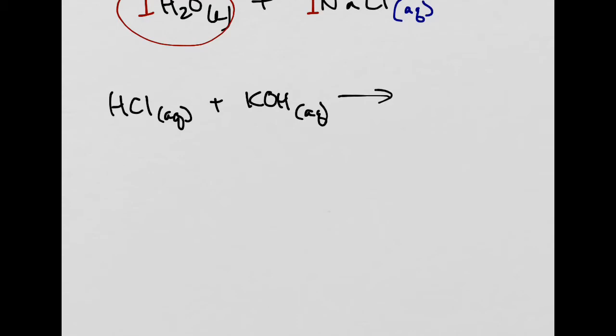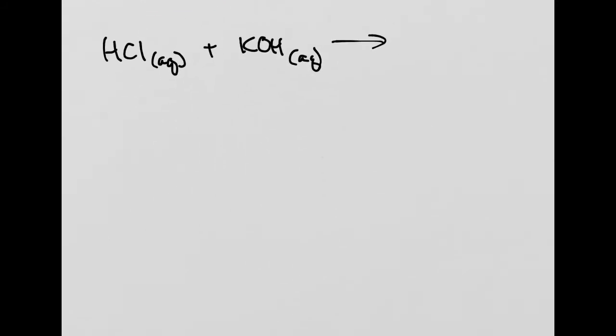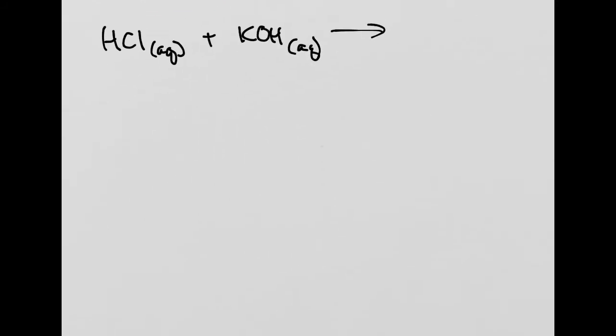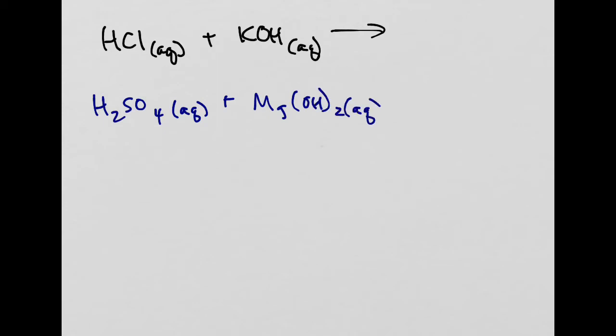Take a moment to figure out what forms as a result of this neutralization reaction, assuming that we have equal concentrations of the hydrochloric acid and the potassium hydroxide. And then I want you to do the same for this one. Imagine we have sulfuric acid, H2SO4, and we combine that with magnesium hydroxide, also aqueous. I want you to tell me what that forms.